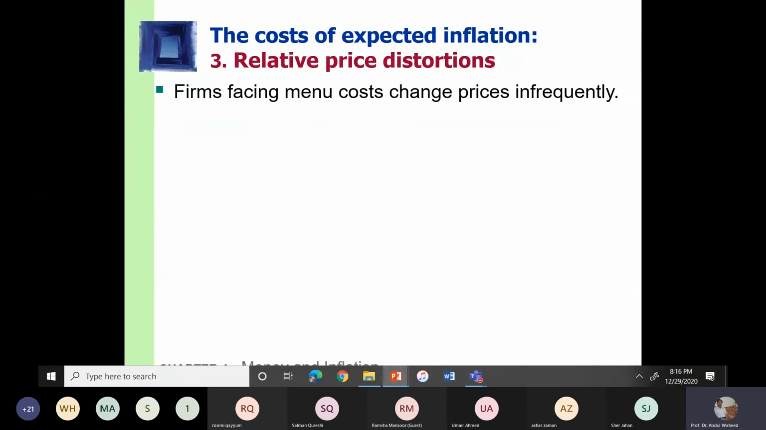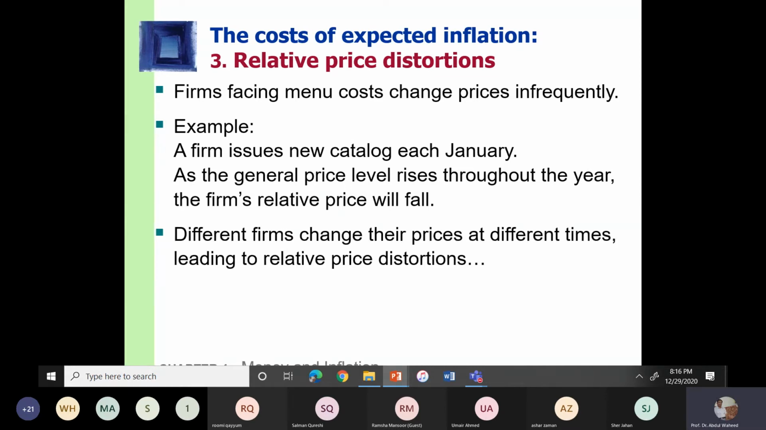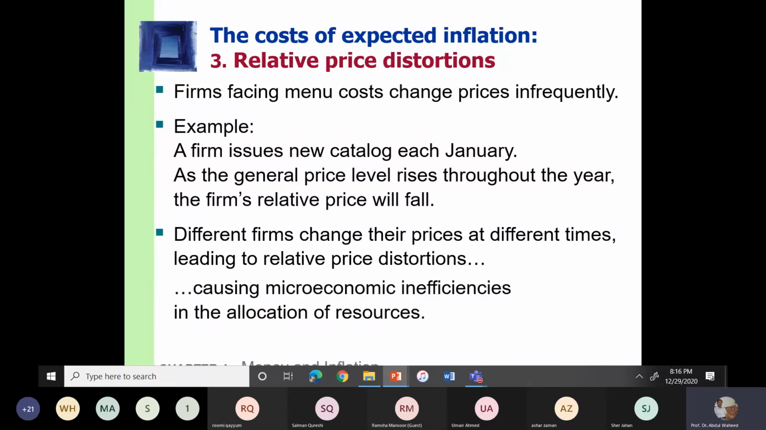So the firm facing menu cost changes prices infrequently. Suppose a firm issues a new catalog each January. As the general price level rises throughout the year, the firm's relative price will fall. Different firms change their prices at different times, leading to relative price distortion. So maybe some firms are not changing, and some firms are changing their prices. So the relative prices would be different, and there will be a relative price distortion, and this will cause macroeconomic inefficiencies in the allocation of resources.